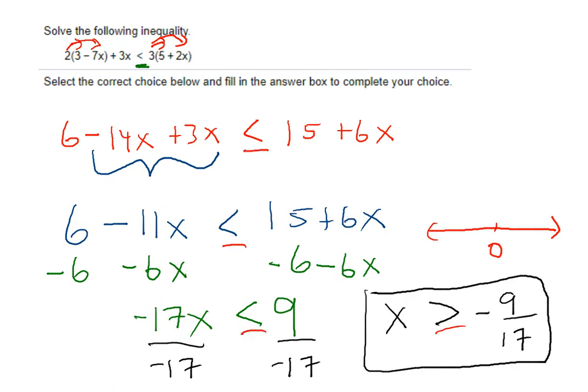All right, so this time I decided let's have this be equals to, so negative 9 over 17 would be to the left of 0, negative 9 over 17.